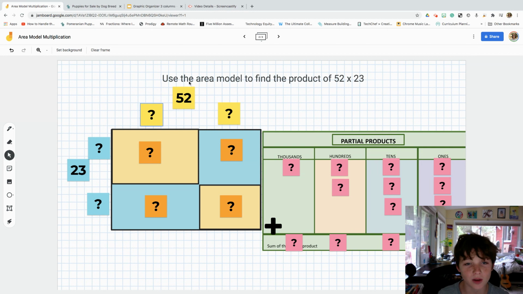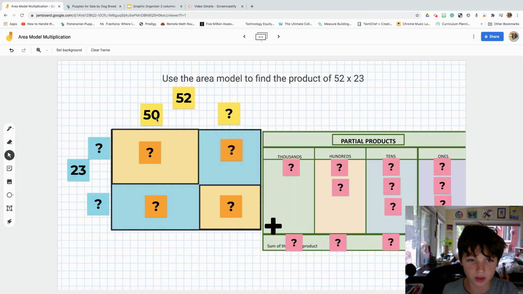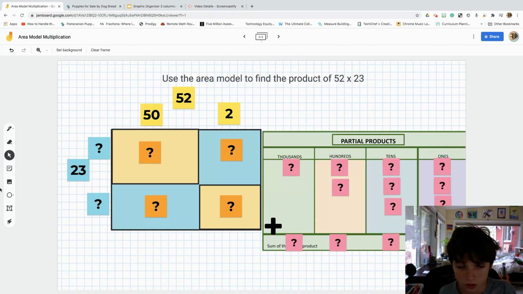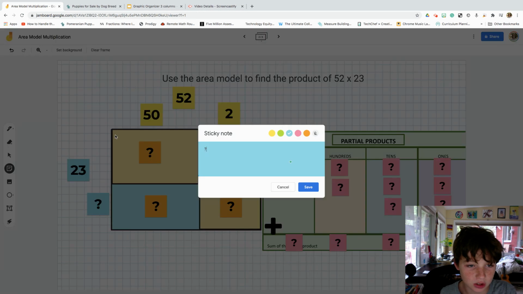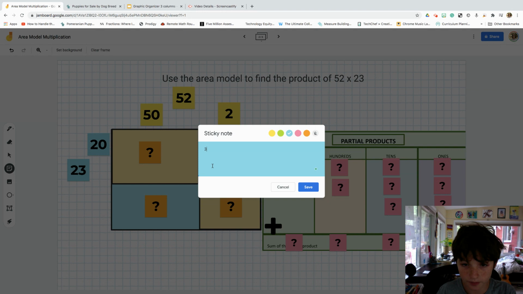So I'm going to break up 52 into two parts right now. I'm going to start with 50 on this side and then 2 right here. Just a little breakup thing, kind of helps me with my math. I suggest it to all those kids out there watching. 20. And then I do a 3.